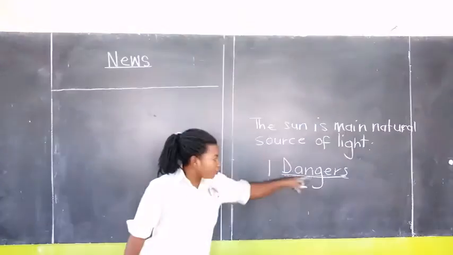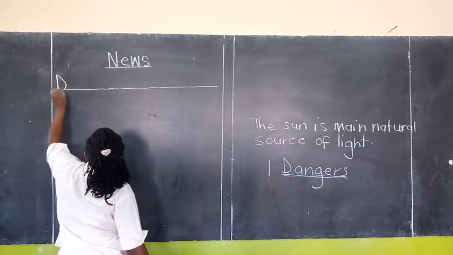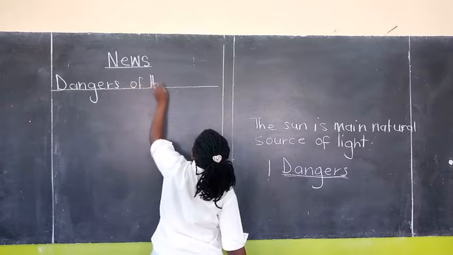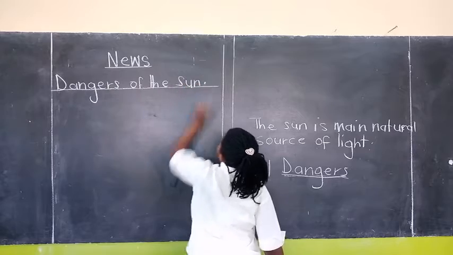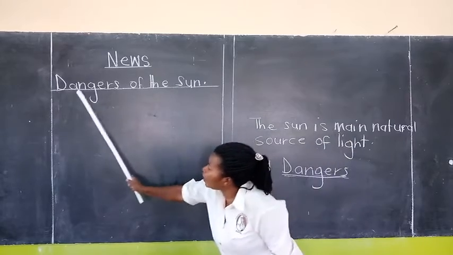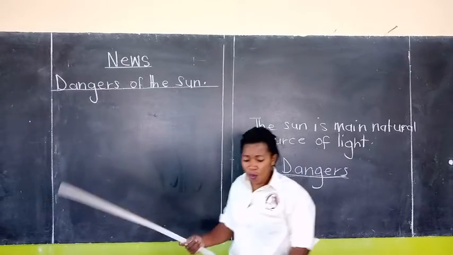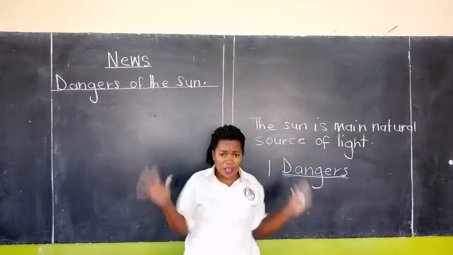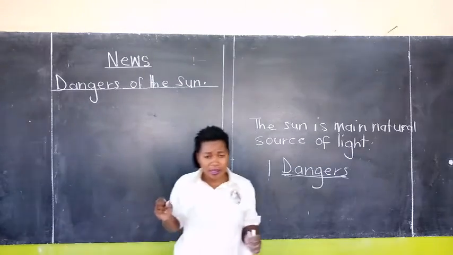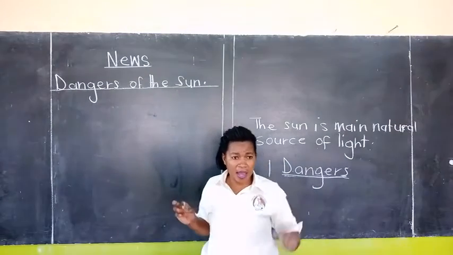The word is dangers. So we are going to look at the dangers of the sun. We are going to talk about the dangers of the sun, the bad things. So we cannot say that the sun has got only the good things, but the sun also has the bad part of it. So now let us talk about the bad things that the sun has.